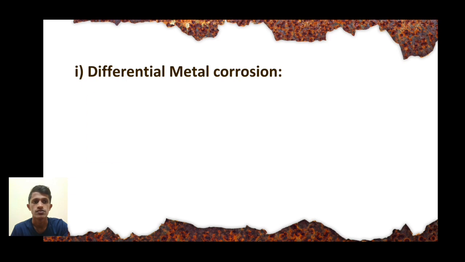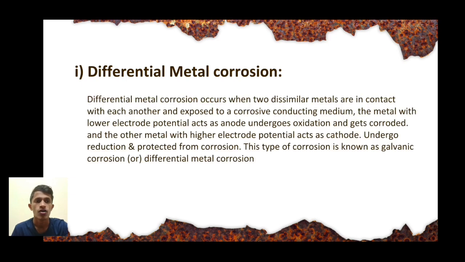Now, let us see what is differential metal corrosion. Differential metal corrosion occurs when two dissimilar metals are in contact with each other and exposed to a corrosive conducting medium. The metal with lower electrode potential acts as anode, undergoes oxidation and gets corroded, and the other metal with higher electrode potential acts as cathode, undergoes reduction and is protected from corrosion. This type of corrosion is known as galvanic corrosion or differential metal corrosion.